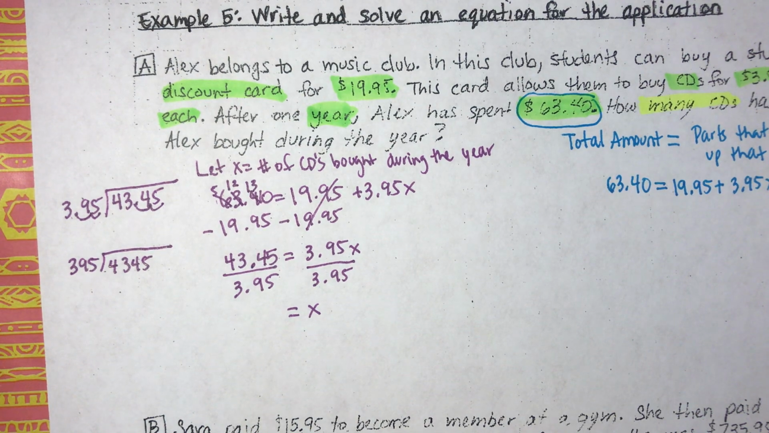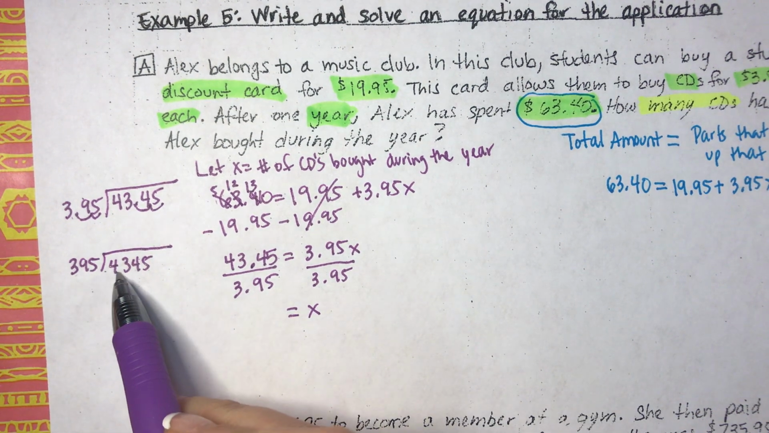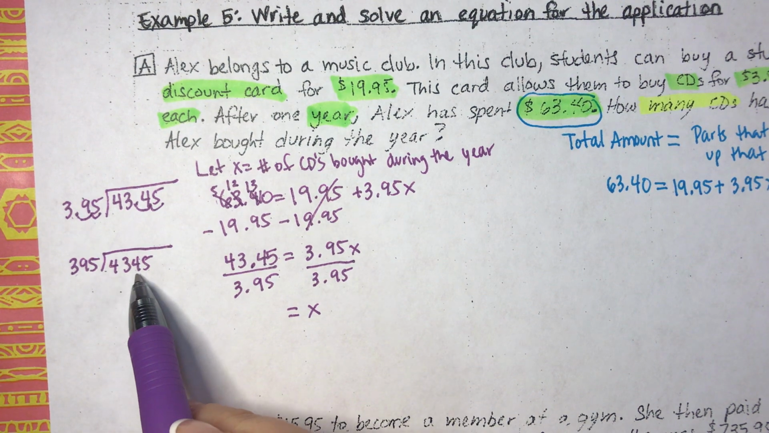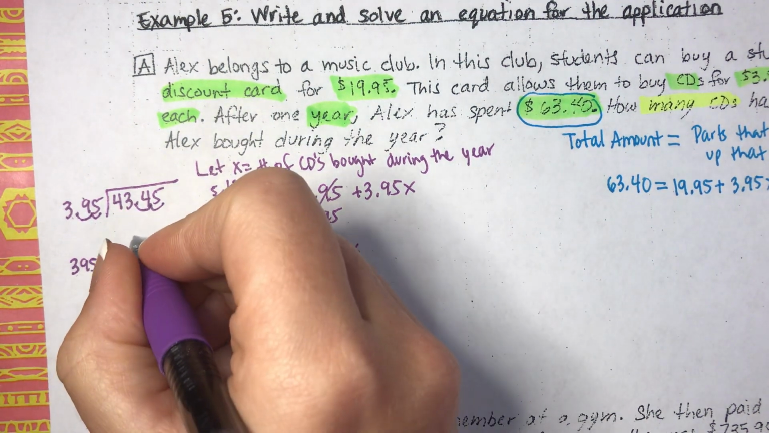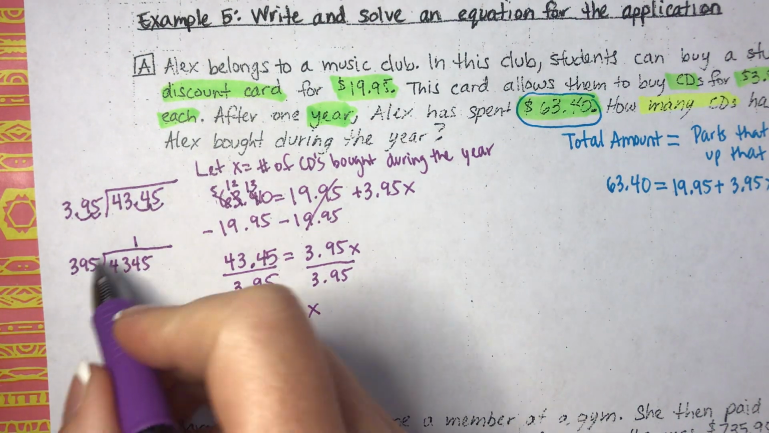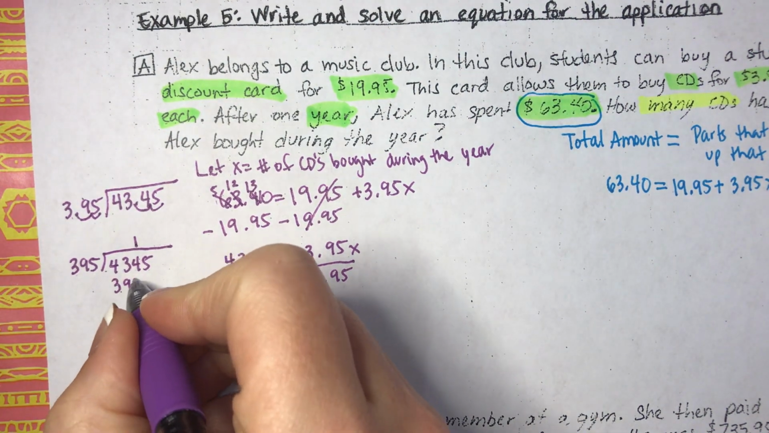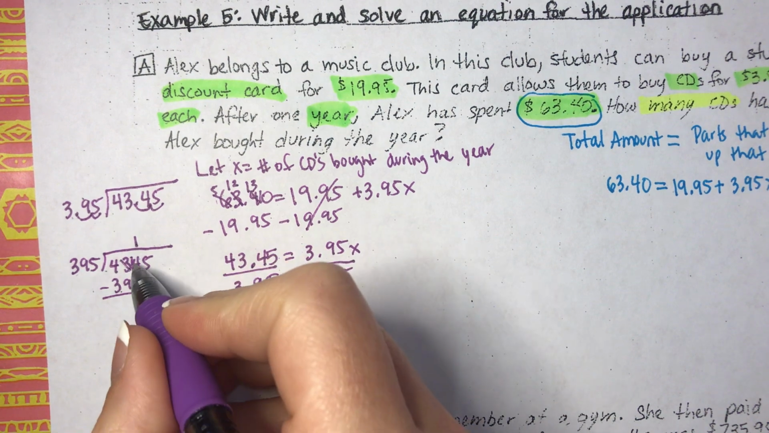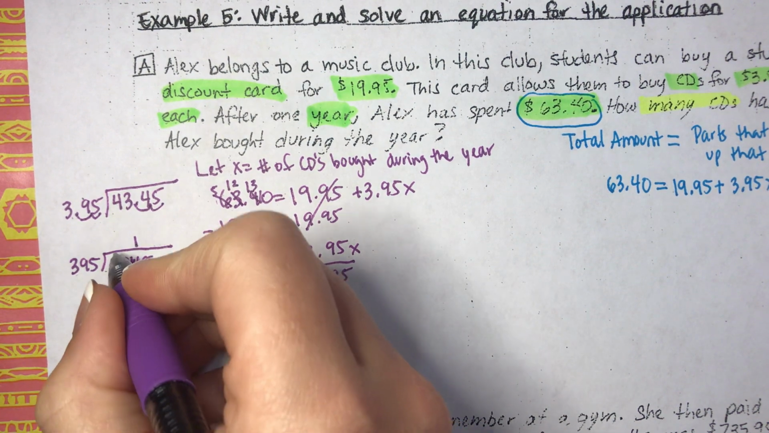Okay, great. So, does 395 go into 4? No. Does 395 go into 43? No. Does 395 go into 434? Yes. How many times? 1 time. Okay. 1 times 395 is just 395. Then we subtract, right? I'm going to have to borrow again. 14 take away 5 is 9, and this is a 2.